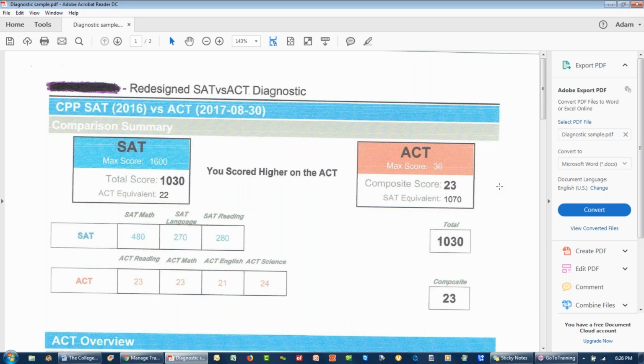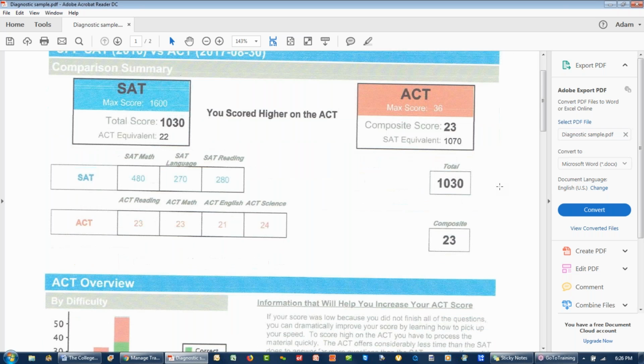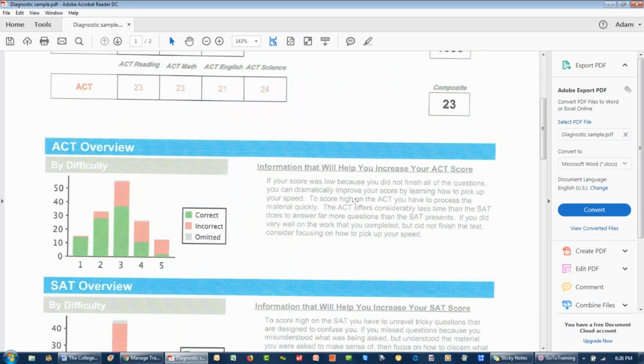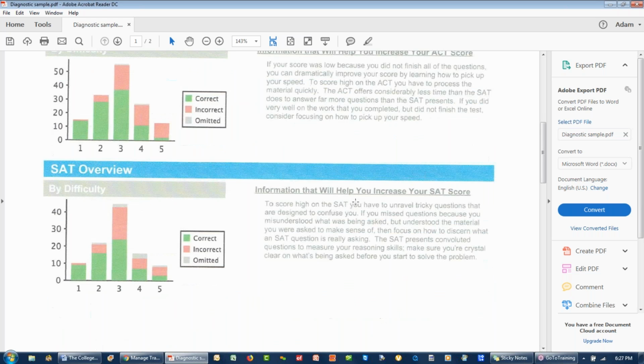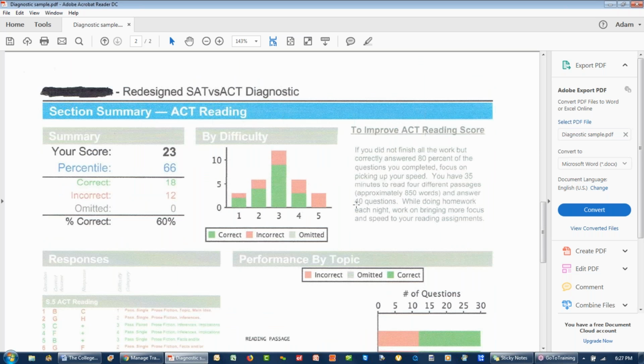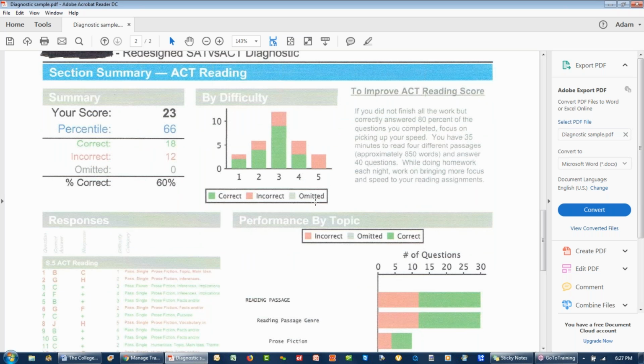So as you look at the diagnostic report, on the first page, it gives you a general overview of how you did on the ACT versus the SAT, green being the correct answers, red being the incorrect answers. And then as you go through each subsequent page, it will take you through every section of each of the tests. And I know this is a little light. The print on this, the scan on this did not come out very well.